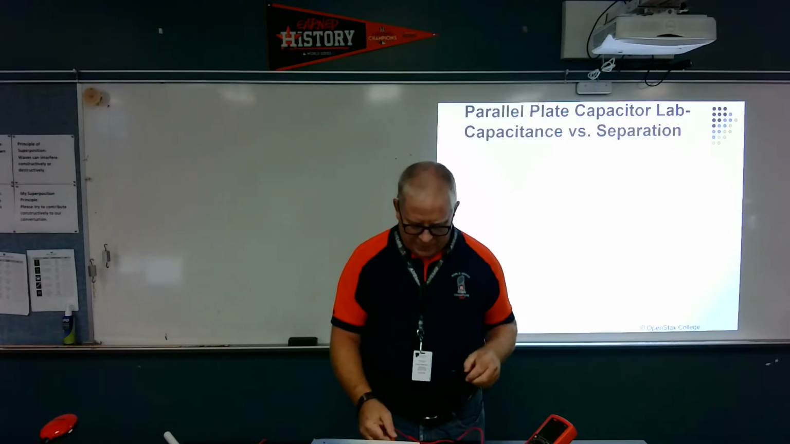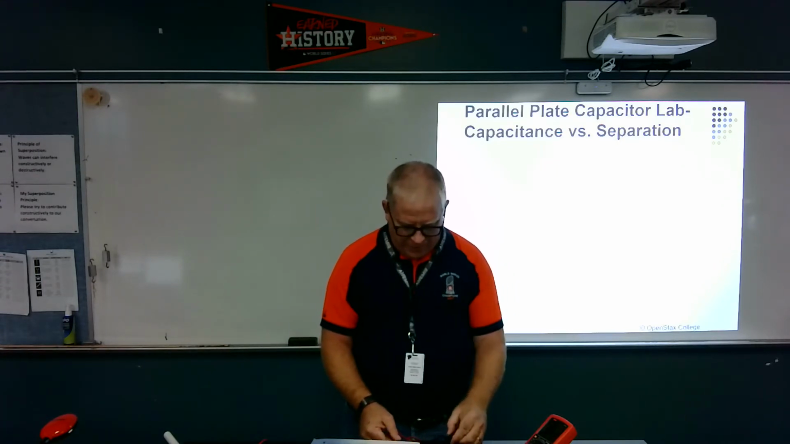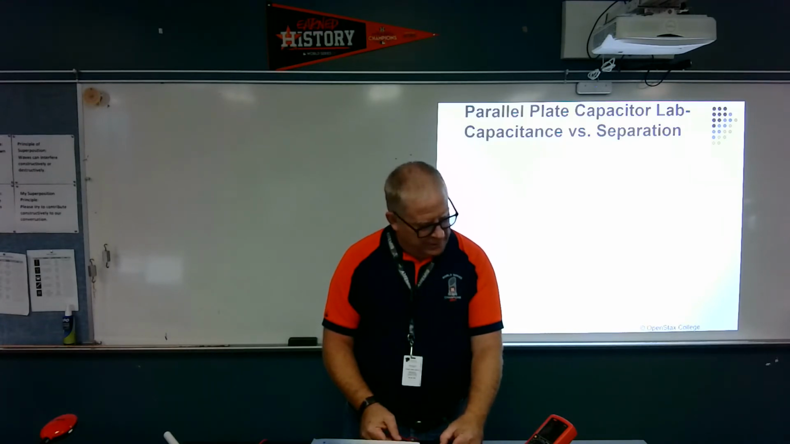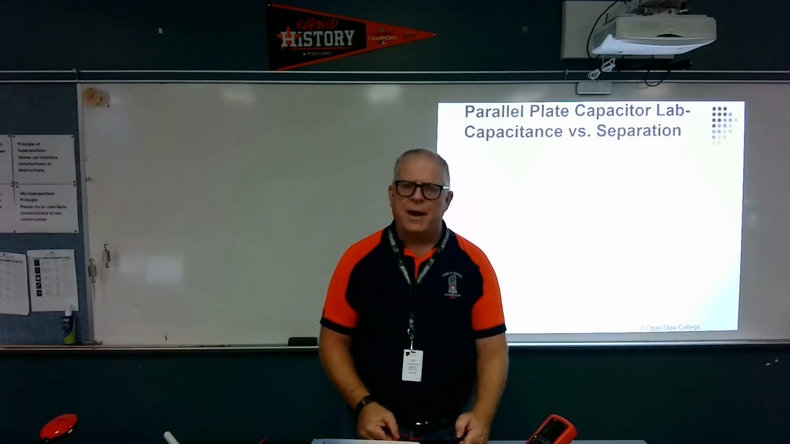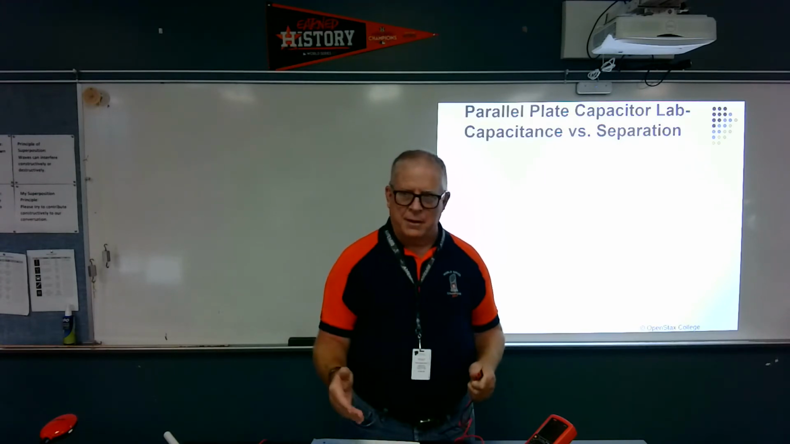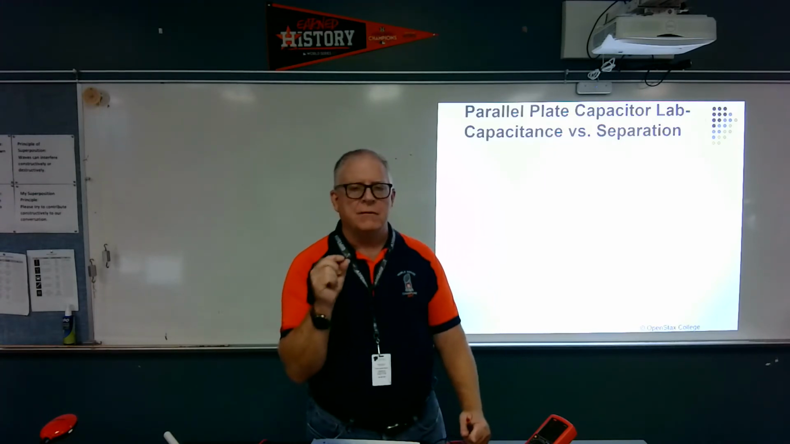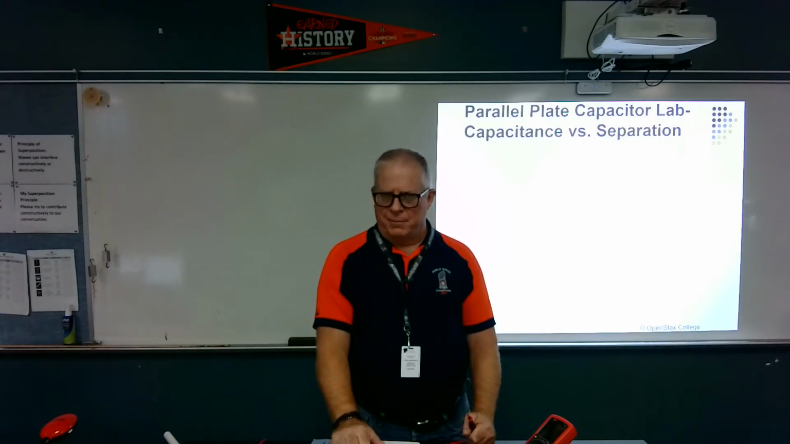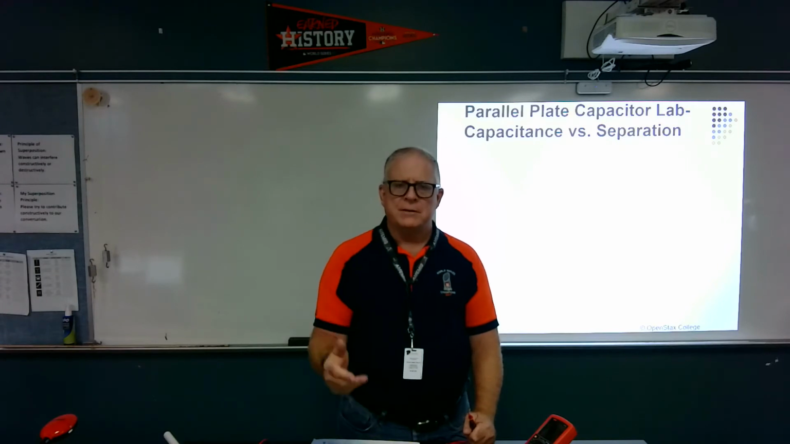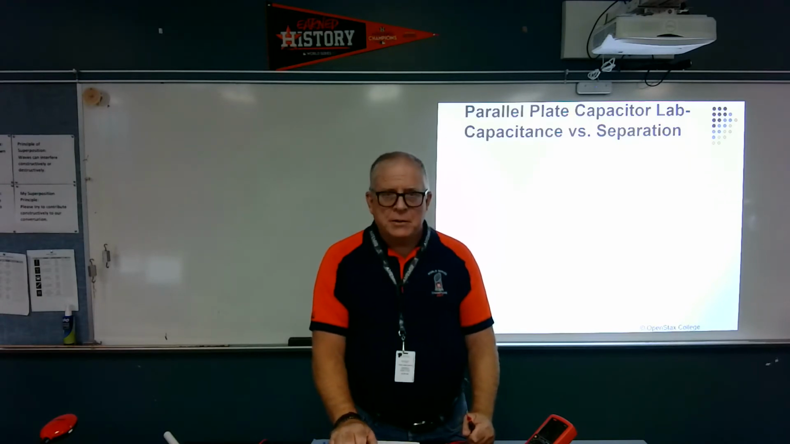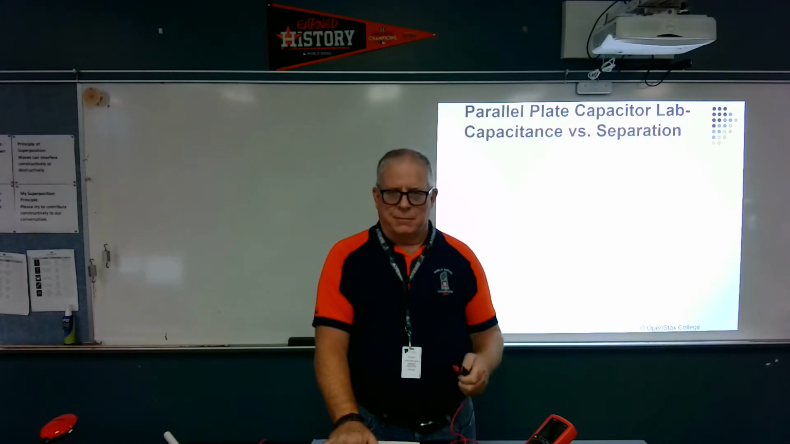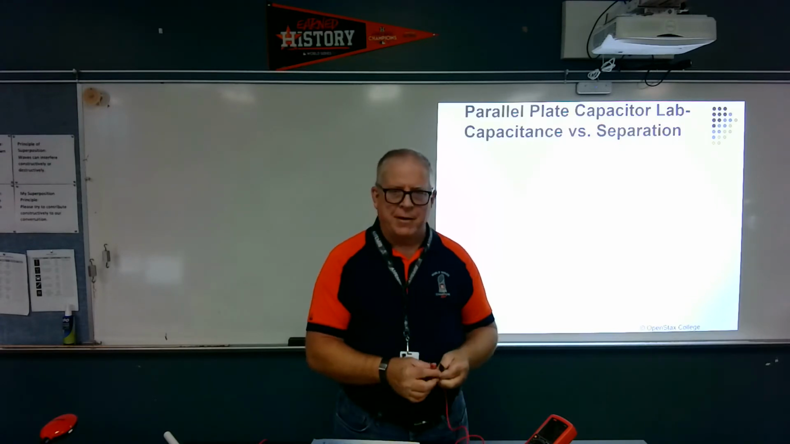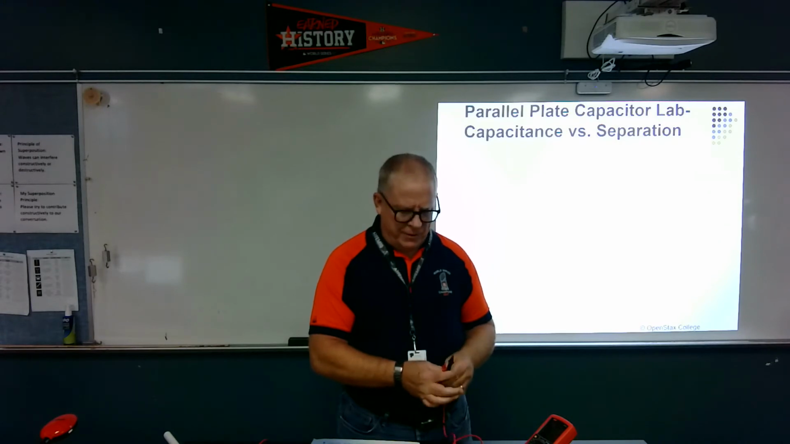I have it set on the smallest setting right now, in nanofarads, and I'm going to stick this on there. It looks like it's about 0.4 to 0.5 nanofarads. A farad, again, is if you have a charge of 1 coulomb on a capacitor producing a potential difference of 1 volt, that's 1 farad. 1 farad is a huge amount of capacitance, so we're talking about nanofarads here. And it looks like we said about 0.5 nanofarads.